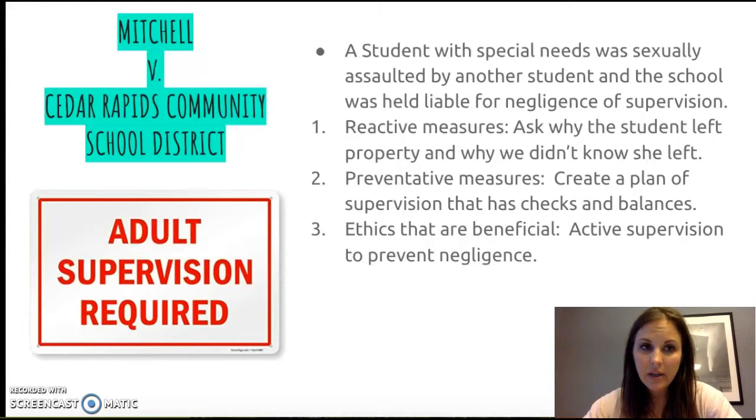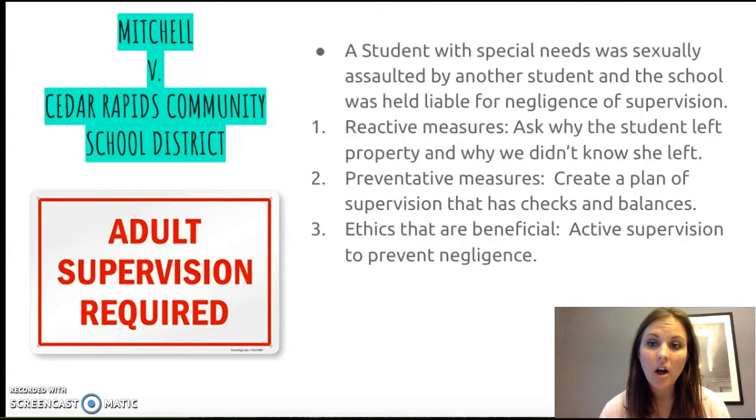Second is preventive measures. I need to create a plan of supervision that has checks and balances, obviously, because I need to make sure that my students are staying safe and that we are having supervision for the students that obviously need it, especially students with special needs.